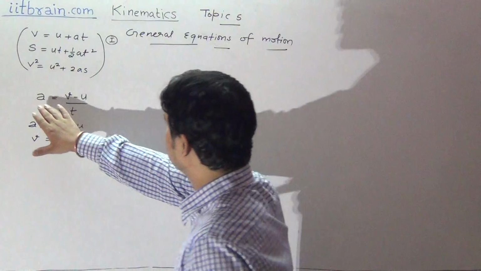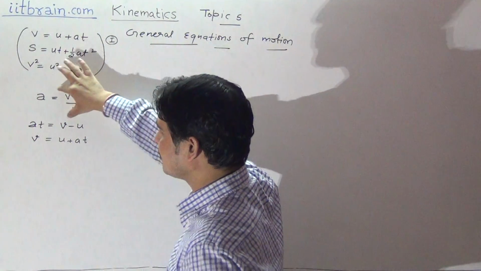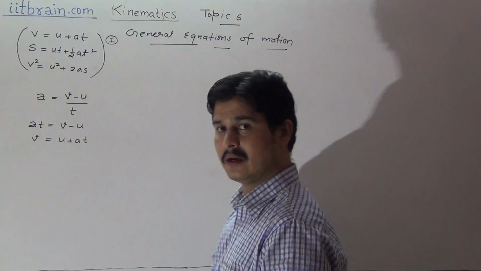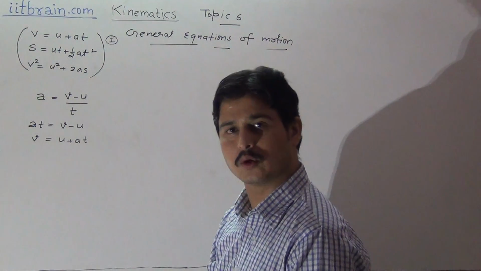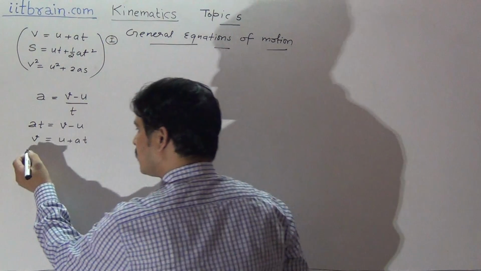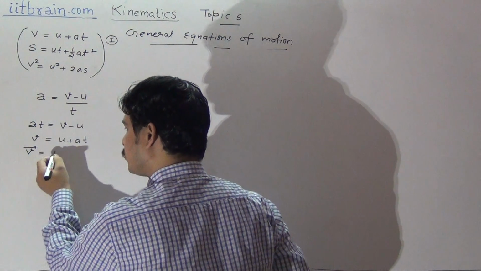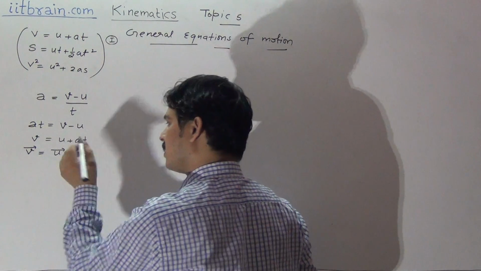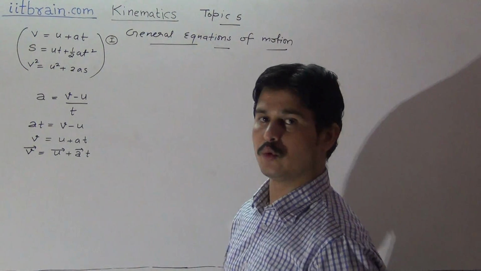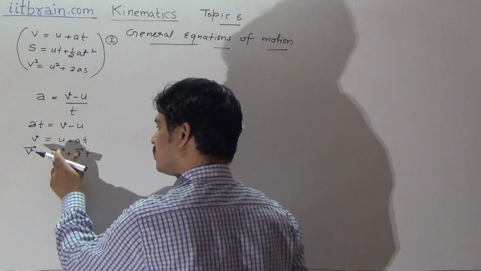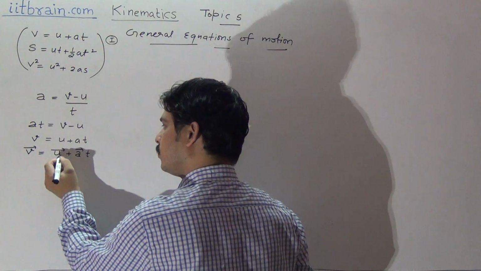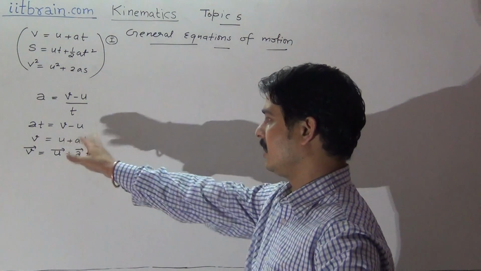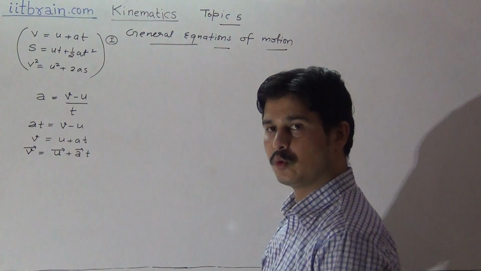So this is the first equation, acceleration. This is the definition of acceleration. a is v minus u by t. Now take t to the side of acceleration. at is v minus u. v is equal to u plus at. Since this equation is in vector form, you can write it as v vector is u vector plus a vector into t. This is the first equation given by Galileo. And in normal scalar form, it is v equal to u plus at.